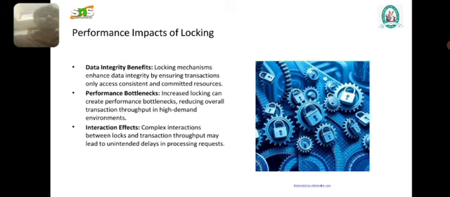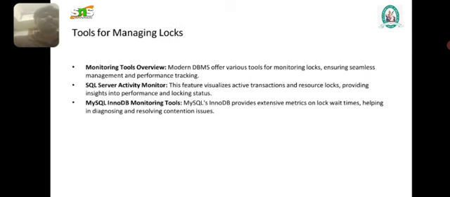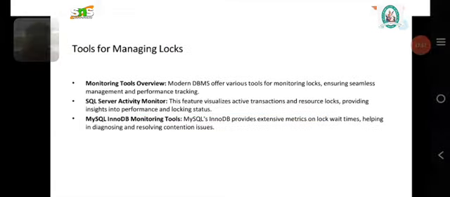Next is the performance impact of locking: data integrity benefits, performance bottlenecks, and interaction effects. Data integrity benefits: the mechanism ensures transactions only access consistent and committed resources. Performance bottlenecks: locking creates performance bottlenecks, reducing overall transaction throughput in high-demand environments. Interaction effects: complex interactions in transaction throughput may lead to unintended delays in processing requests. And the tools for managing locks, the monitoring tools overview.